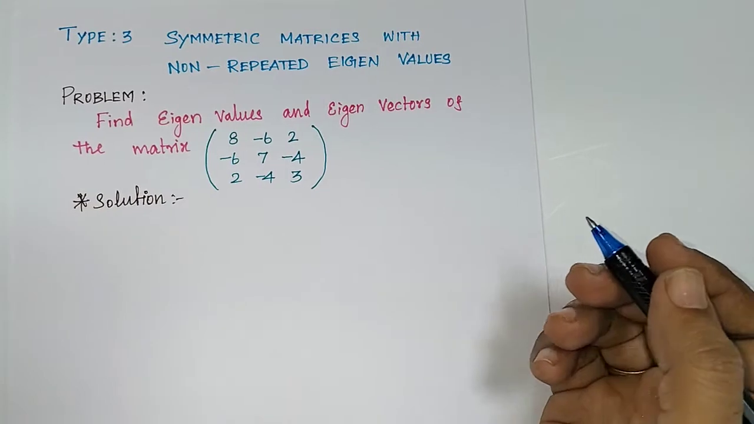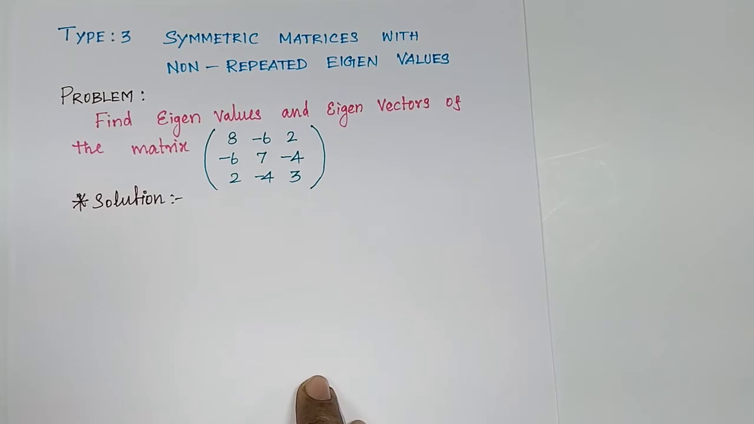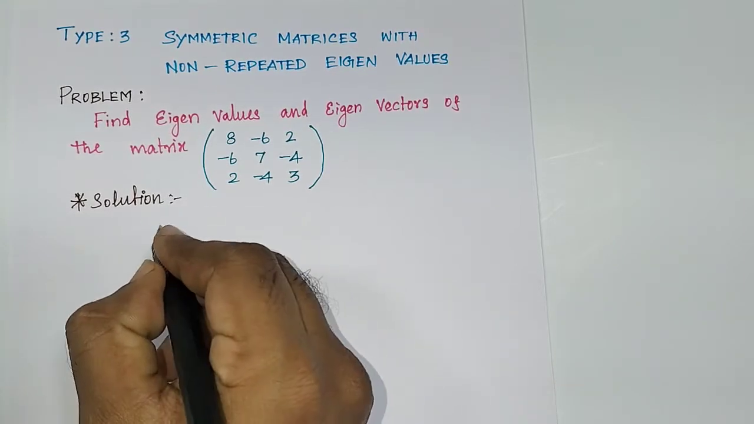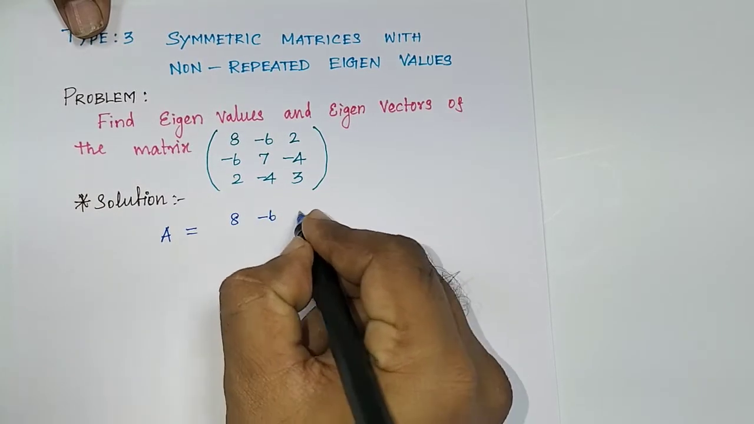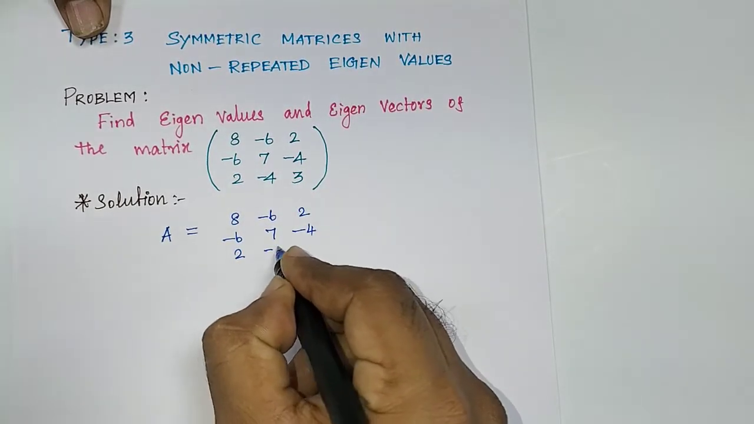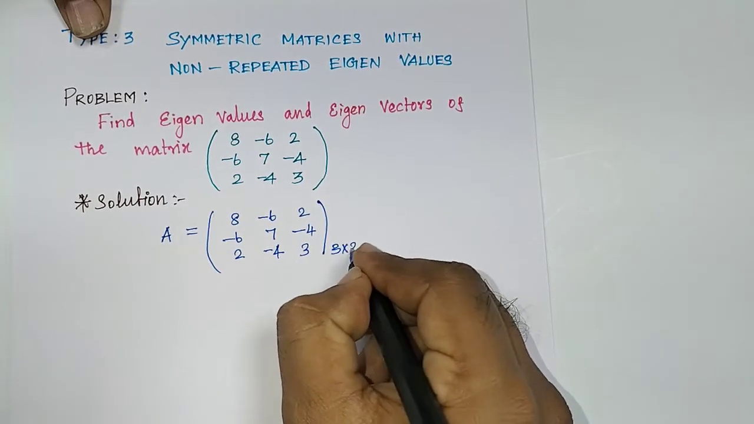In this video, we are going to see type 3 model: symmetric matrices with non-repeated eigenvalues. In finding eigenvalues and eigenvectors, type 1 and type 3 are more or less the same. I'm going to find the eigenvalues and eigenvectors for this matrix. Consider A equal to 8 minus 6 2, minus 6 7 minus 4, 2 minus 4 3. So this is a 3 by 3 matrix.